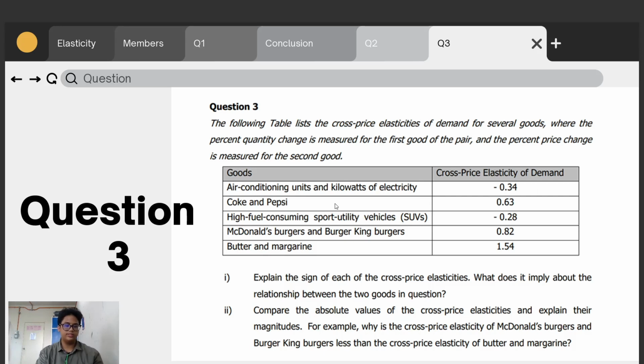There are two questions in this part. First, explain the sign of each of the cross price elasticity. What does it imply about the relationship between the two goods in question? And second, compare the absolute values of the cross price elasticity and explain their magnitude. For example, why is the cross price elasticity of McDonald's burger and Burger King burgers less than the cross price elasticity of butter and margarine?